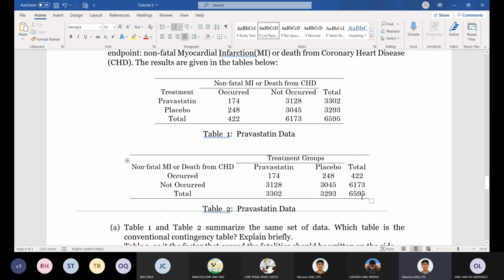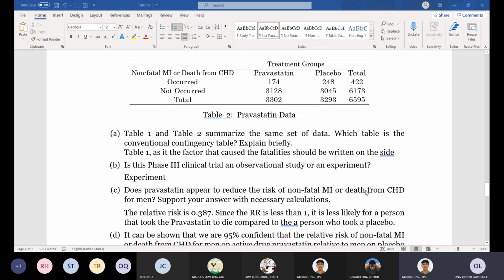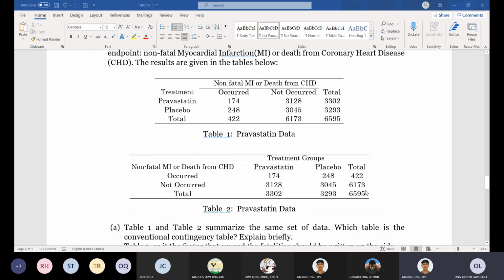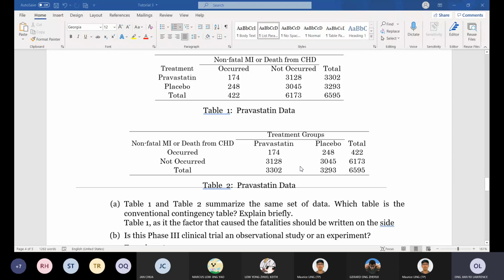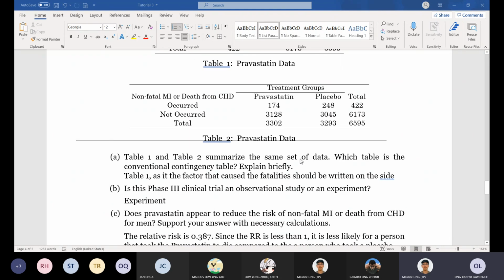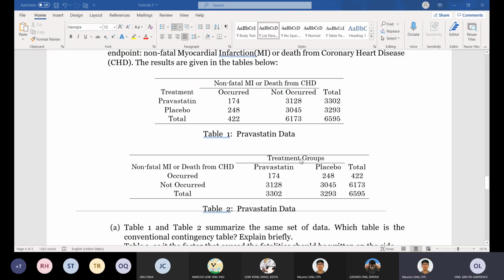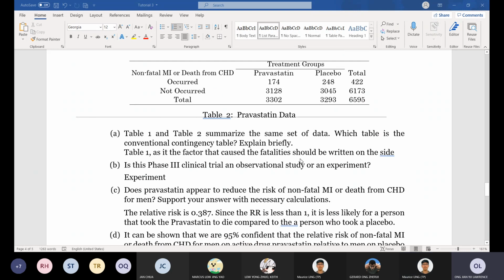Okay, so how do you calculate? Explain to us. Explain the RR and OR. Read the question and explain how you actually do it step by step. So there are two tables, and they ask which one is the correct and conventional contingency table. I chose table 1. Table 1 is the correct one. Then they ask, is it an observational study or an experiment? I chose experiment. Is that correct? Yeah.